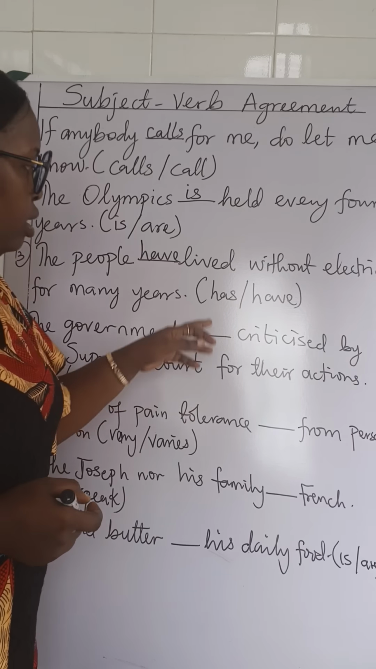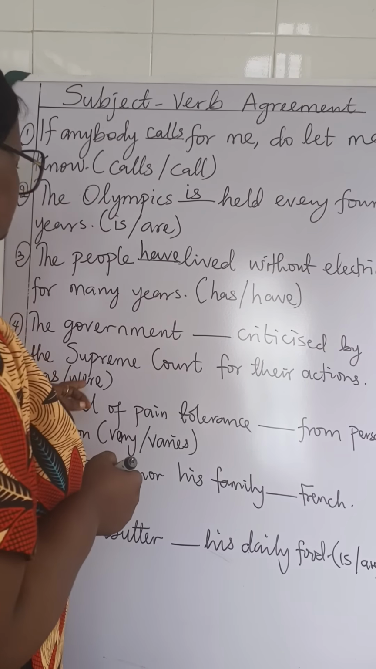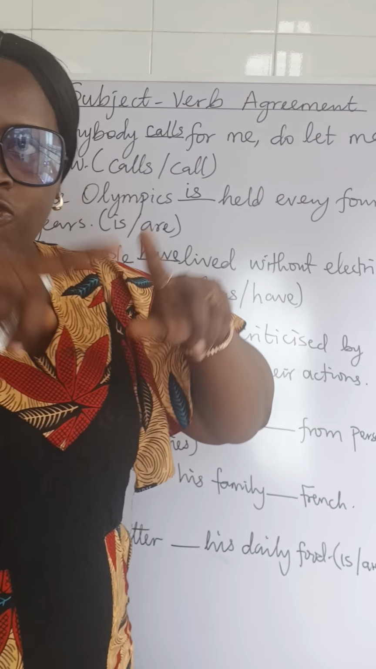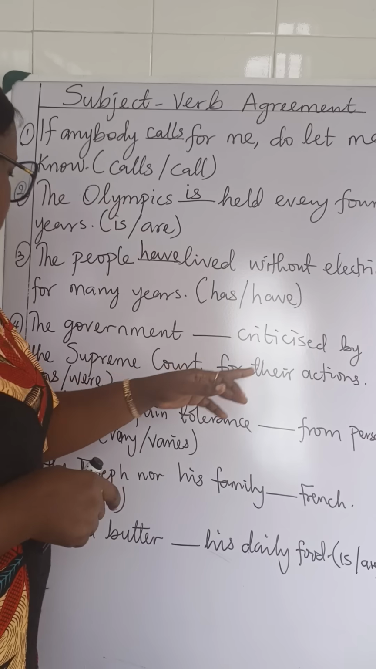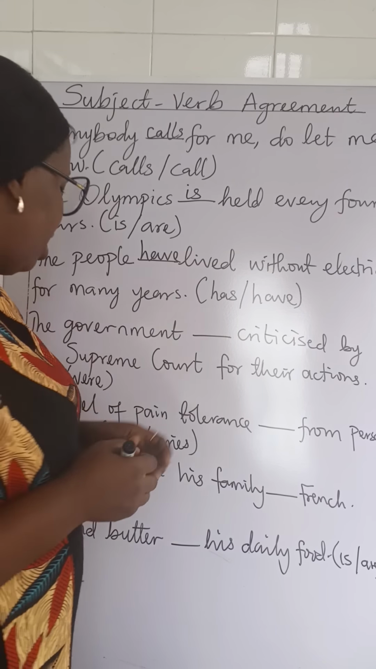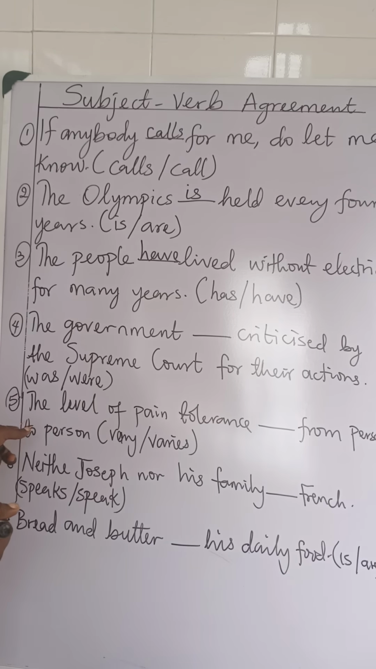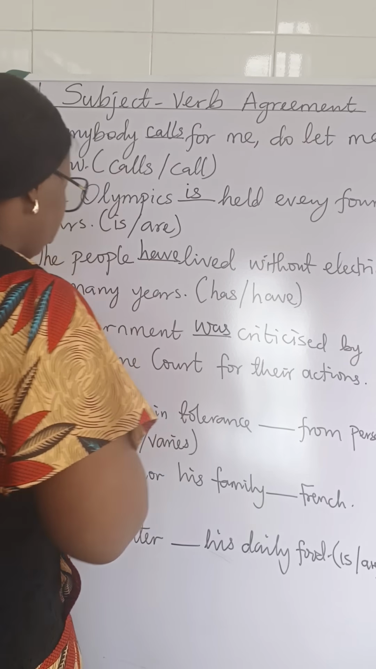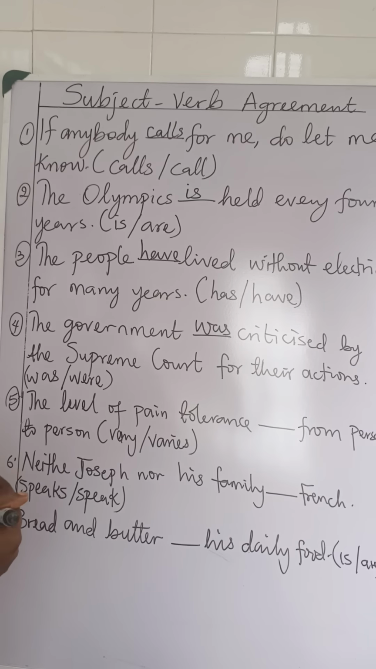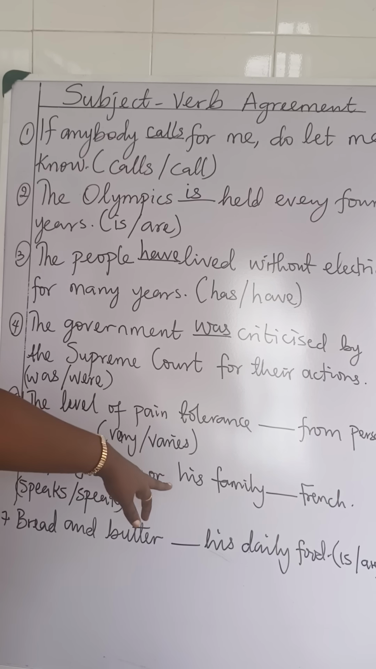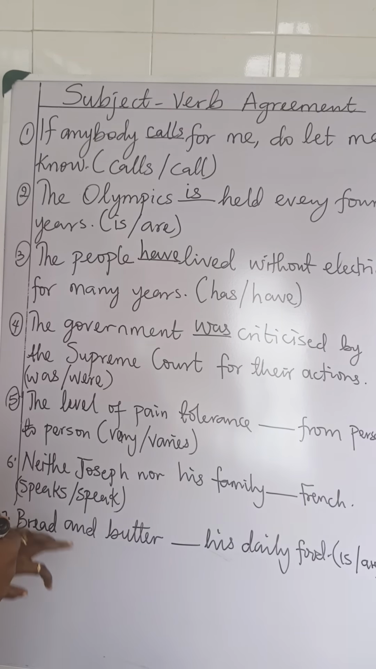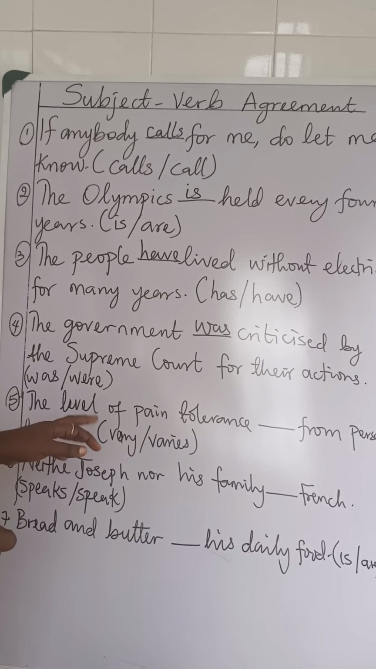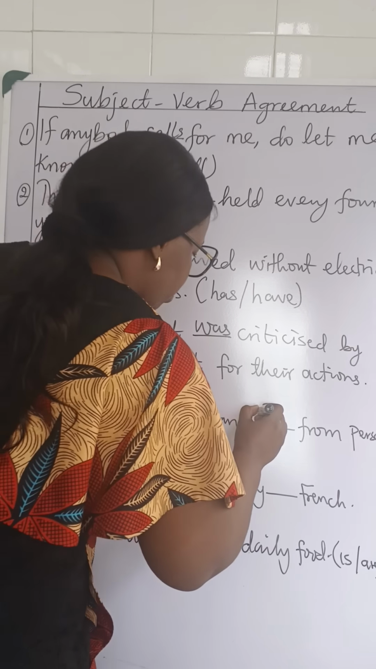The government dash criticized by the Supreme Court for their actions. The government is a body. So we're going to have was and not were. The government was criticized by the Supreme Court for their actions. The level of pain tolerance blank from person to person. The level of pain tolerance varies from person to person.